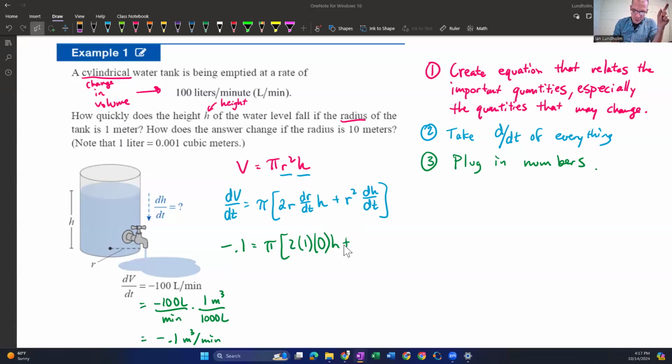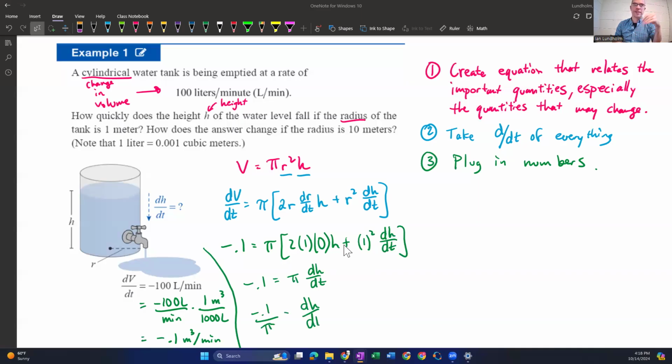But thankfully we've got a number for r. Yeah, we've got 1 squared for that part, and dh/dt is the thing that we're solving for. So I will leave that as dh/dt. So simplifying this, we've got negative 0.1 is equal to pi times dh/dt. So maybe I'll just not even bother with the brackets. And so dh/dt is equal to negative 1/10 divided by pi. What a wonderful number. This is a math class.